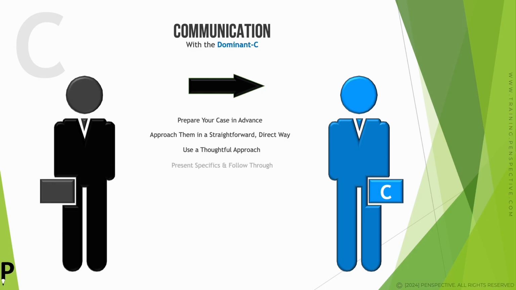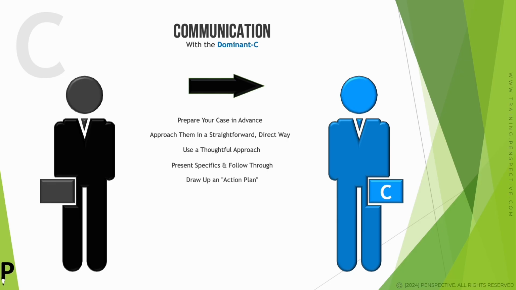Present specifics and follow through. Provide dominant Cs with specific details and concrete action plans that outline expectations, deadlines, and milestones. Ensure that you deliver on your promises and commitments, as they value reliability and consistency. Avoid being vague or making promises that cannot be fulfilled, as this may erode trust and credibility.